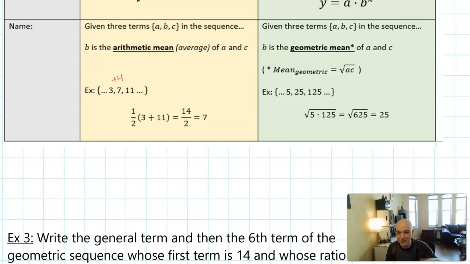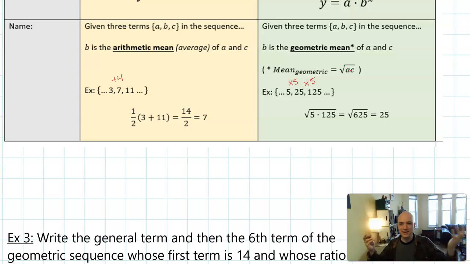On the other hand, there's this other kind of mean, not the arithmetic mean, but the geometric mean. And in a geometric sequence, the middle term of any group of three terms is the geometric mean of the other two terms. The geometric mean is, instead of adding and then dividing, we multiply the two numbers and then take their square root. In our geometric sequence 5, 25, 125, where the ratio is times 5, the geometric mean, 5 times 125, under a square root, root 625, is 25. So the geometric mean is the middle term.